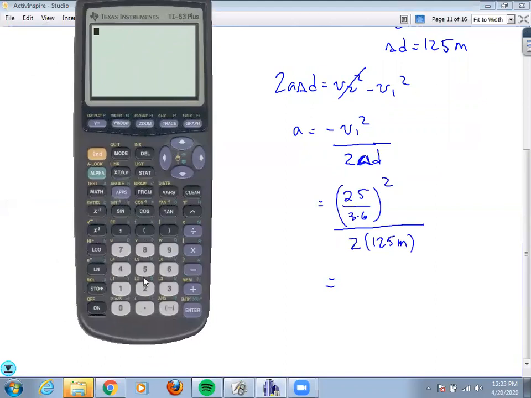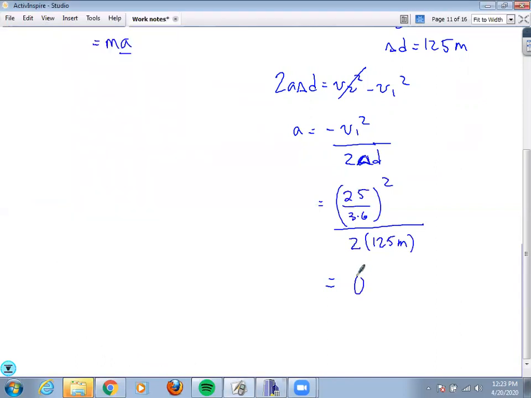So we'll take 25 kilometers an hour divided by 3.6, and then we'll square it. And then we'll divide that by 2 times 125. And you get 0.192901. So 0.1929 will be good enough. So 0.1929, and it's negative direction, meters per second squared.